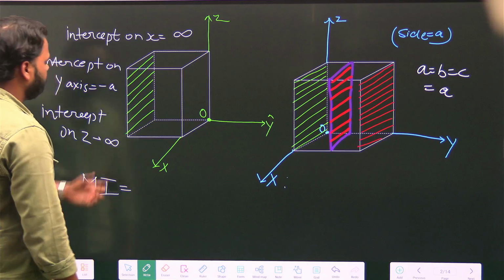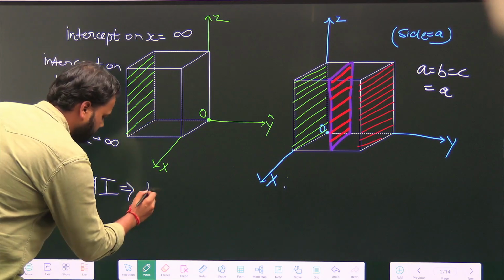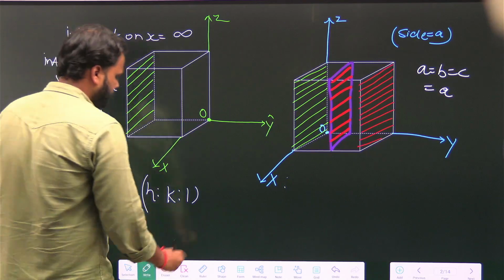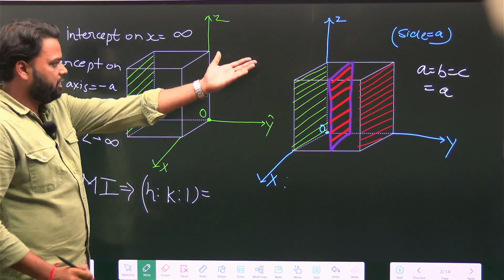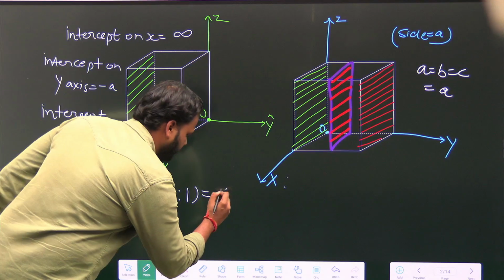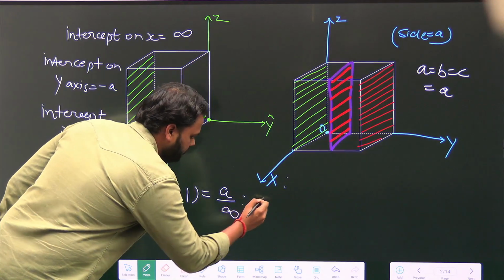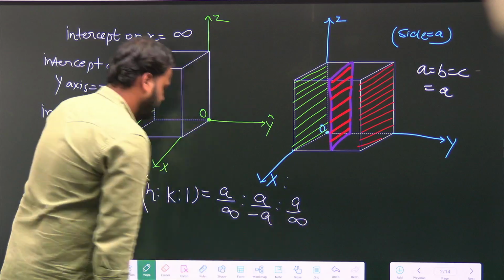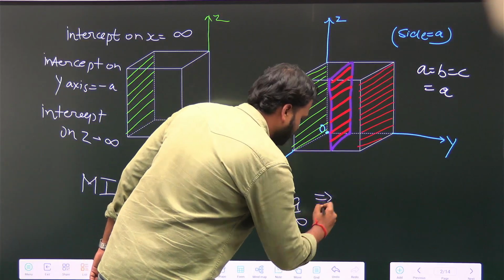Yes, exactly. It is quite easy, na? See. HKL. Yes, you both are right. I'm telling you. Wait. Lattice parameter divided by the intercept. That is a upon infinity, a upon minus a upon infinity. So the Miller indices will be how much?